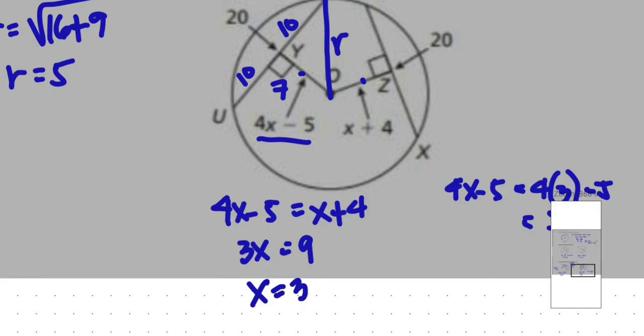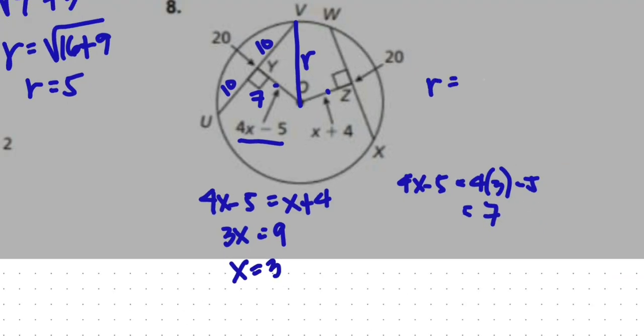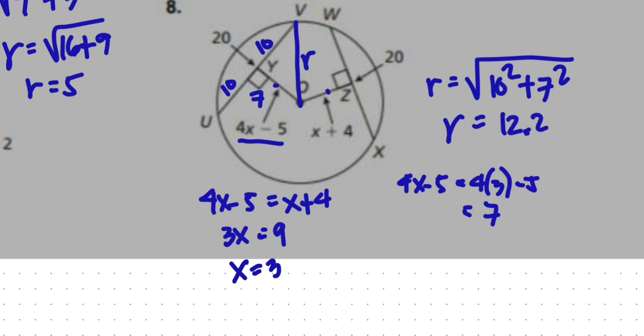Then we find the radius. Okay, I think I got it. Square root of 10 squared plus 7 squared. 100 plus 49. Get the square root of that. I got 12.21. Did you get the same thing? Yeah, yes.